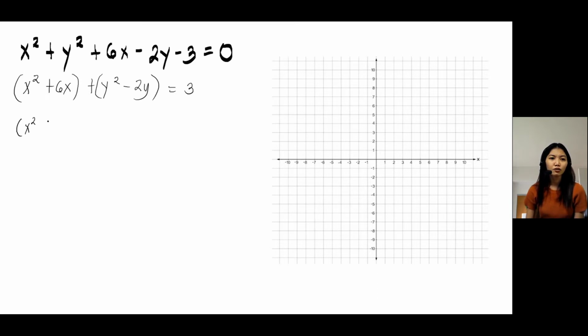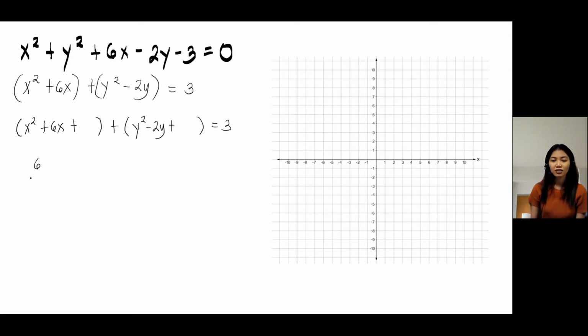So hanapin natin ano yung magiging third term. So x squared plus 6x plus the third term, plus third term din itong y. So y squared minus 2y plus the third term is equal to 3. Okay, so in completing the square, what we are going to do is get the numerical coefficient of x. Ano yung numerical coefficient ni x?